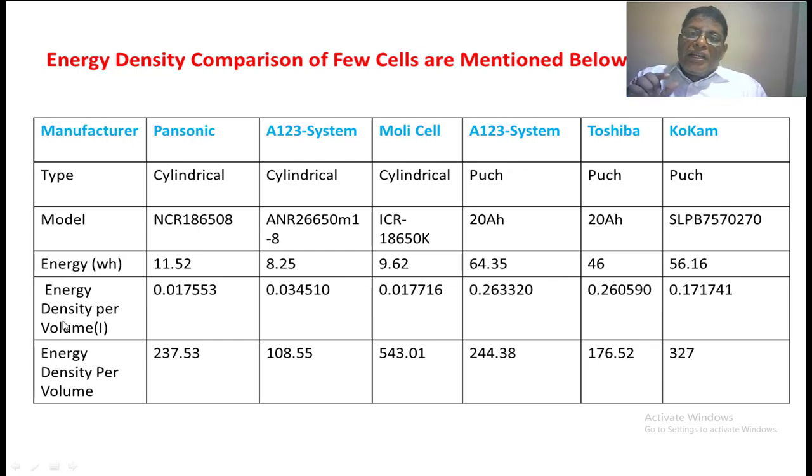For a cell, it has some amount of volume as well as some amount of energy. That energy divided by the volume gives the energy density per volume, which we denote by I. Next, energy density per weight. Every cell has some amount of energy as well as weight. That energy divided by the weight gives the energy density per weight. These two parameters are very important when you are going to use that battery pack in EVs.